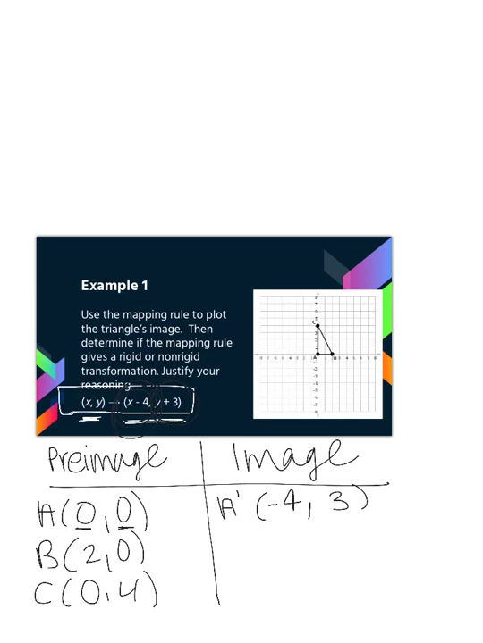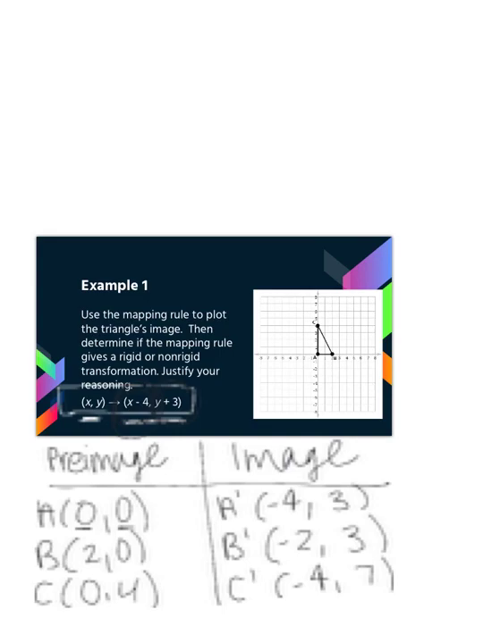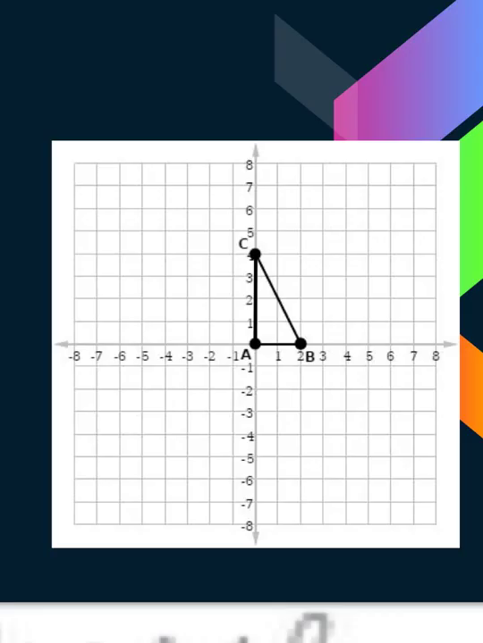So I can follow the same logic to figure out my coordinates for B prime and C prime. So B prime, I have 2 minus 4, which is negative 2, and 0 plus 3, which is 3. Finally, I have C prime, that's going to be at (negative 4, 7). Now that I have my coordinates, I just need to plot them. I know that A prime is at (negative 4, 3), B prime is located at (negative 2, 3), and C prime is located at (negative 4, 7). To finish, I just have to connect the dots in the same order that I saw them in the pre-image. So I have A prime to B prime to C prime, and C prime to A prime.